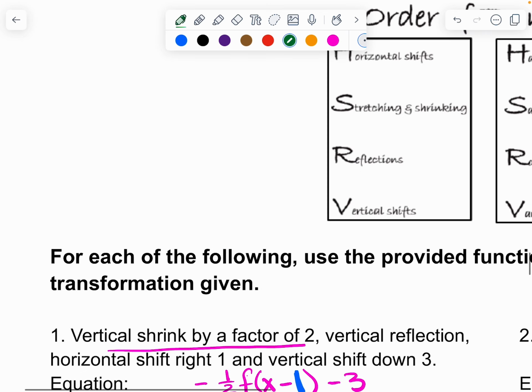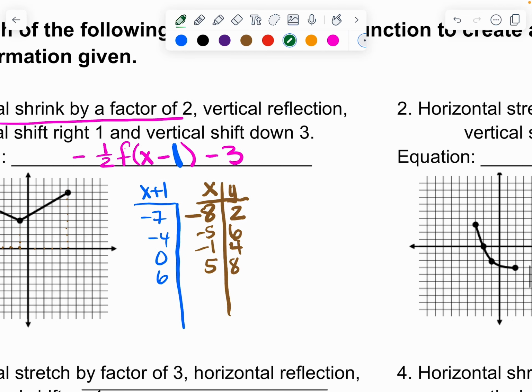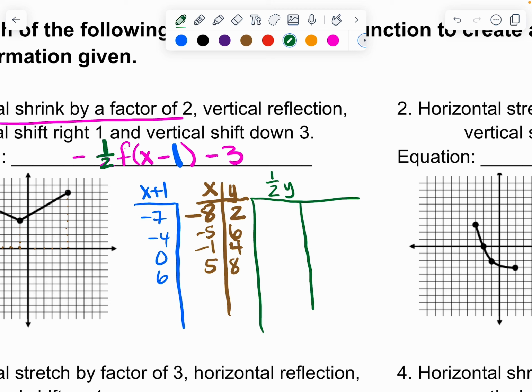But look up here. Don't we do shrinking and stretching before we do reflections? So that means I need to take 1/2 of my y value. So that's going to be 1, 3, 2, and 4. Then what I'm going to do is reflect it. So I'm going to go negative, negative, negative, negative.